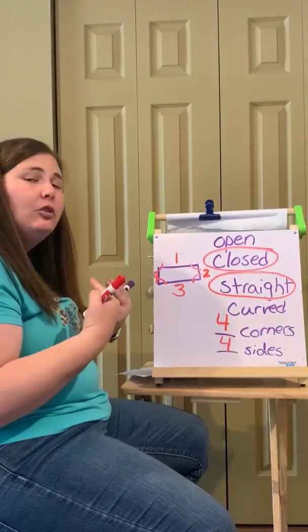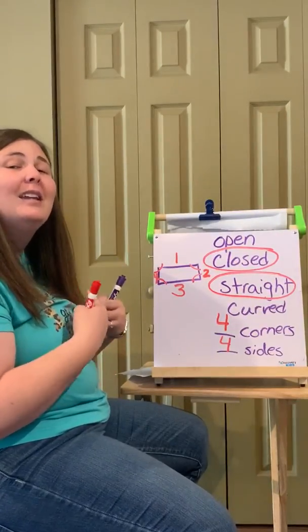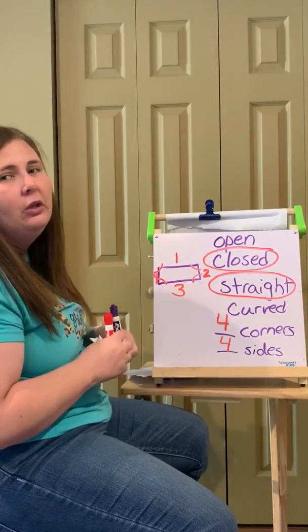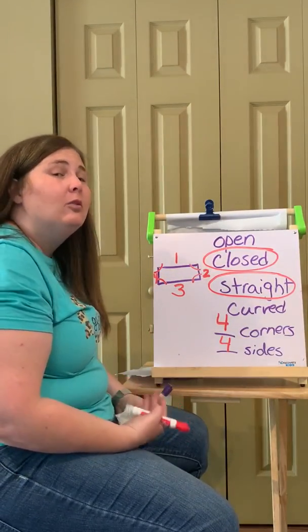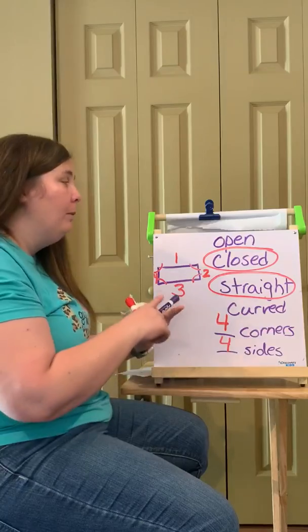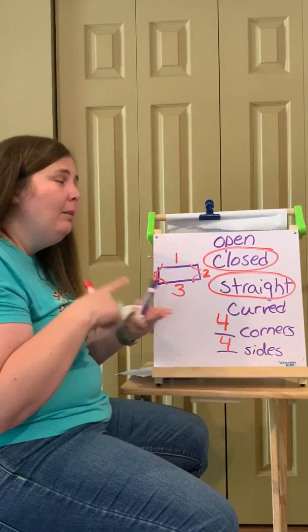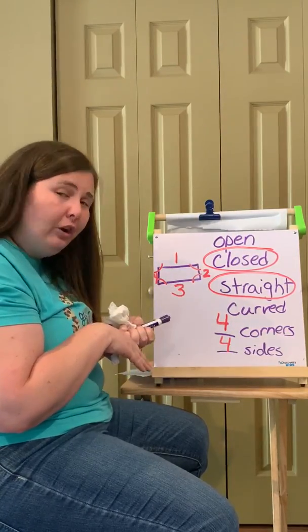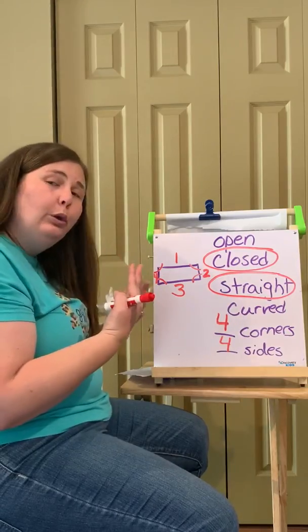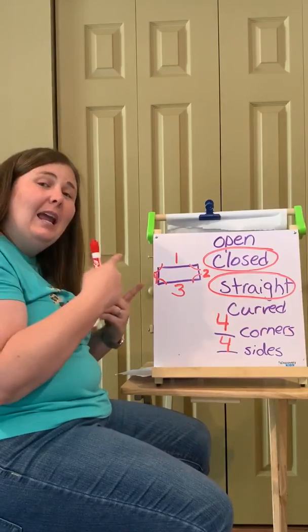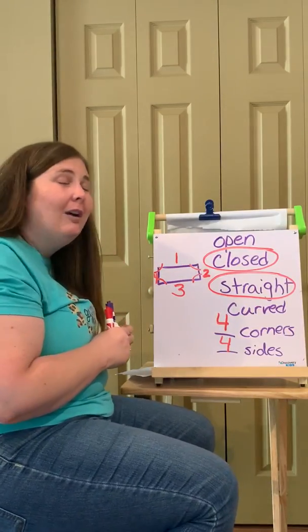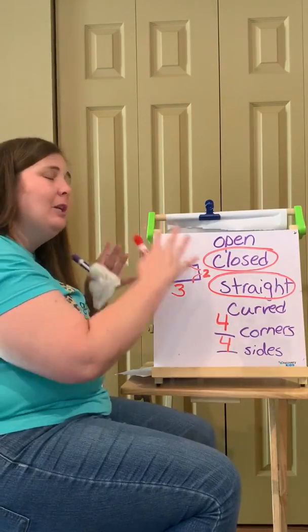All of those are attributes to that shape. There are things that describe that shape. So if ever someone says, can you give me an attribute or can you describe that shape to me, you can tell them if it's an open or closed shape, if it has straight lines or curved lines, or how many corners, how many sides. We're actually going to get into the name of the shapes on our next video.